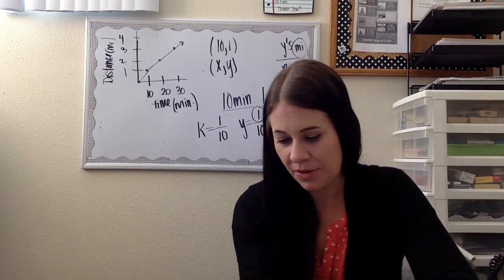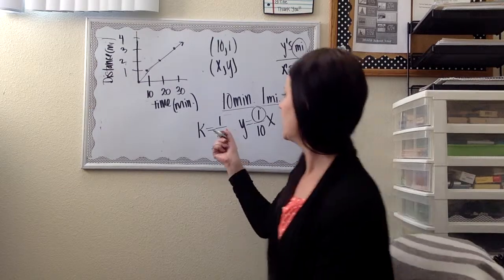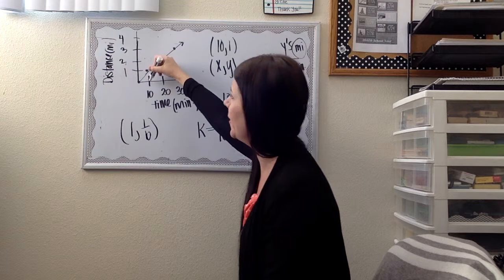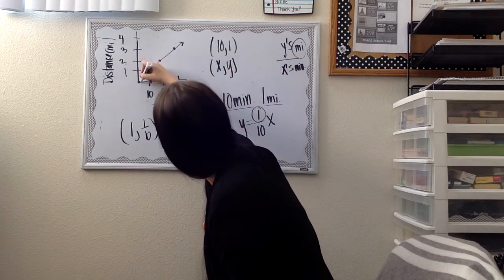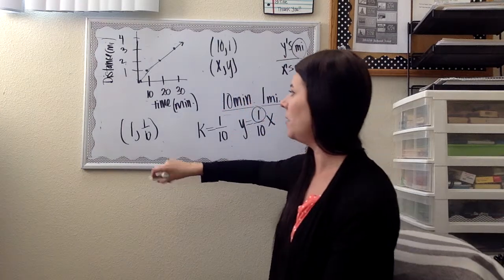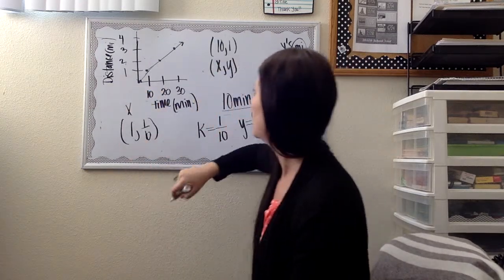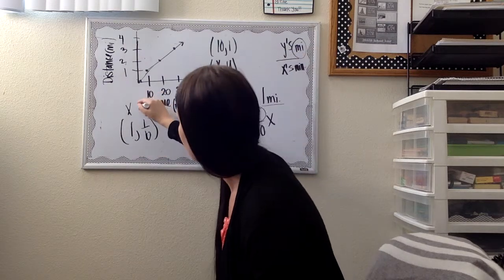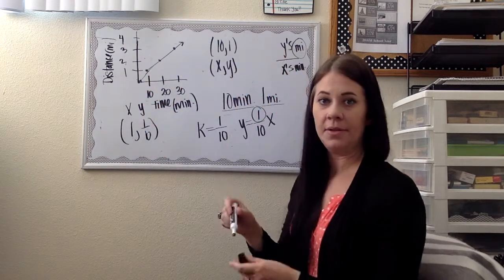Then it says on page 131, what does 1, 1/10 mean? So see here I'm at 10, 1. If I was at 1 and 1/10, see how tiny that would be? What does that mean? Well, look at your x. This is x, and x is time. So that means 1 minute and y, 1/10 of a mile.